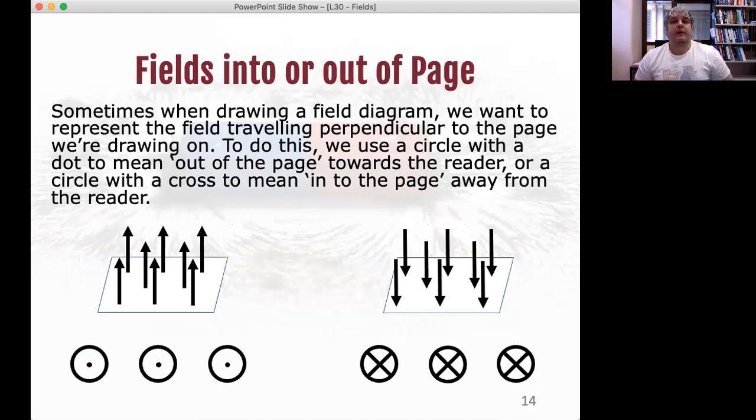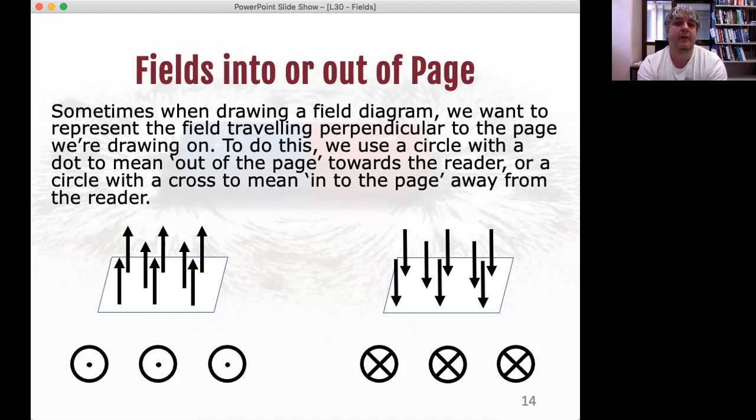As I said, when we draw electric fields, we often just stick to 2 dimensions because getting into 3 dimensions is very difficult. But sometimes when we're drawing a field, we want to represent a field going perpendicular to the page. So we might be drawing the path of a charged particle, but that particle might be going through a field which is actually coming out of the page or into the page. And so we want a way to be able to draw that, to represent that on our diagram.